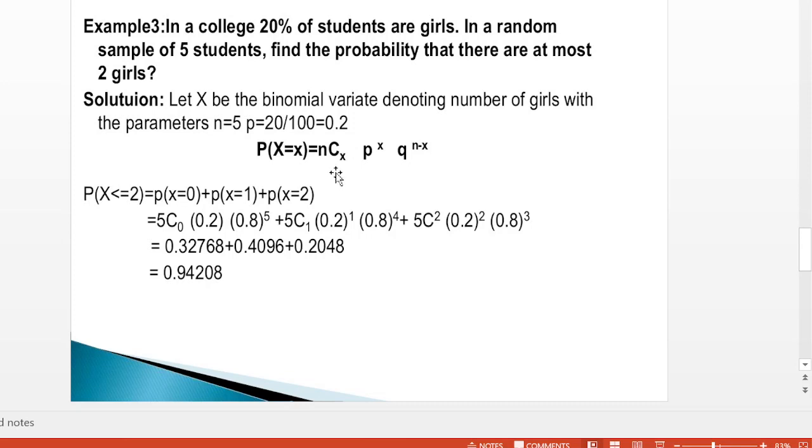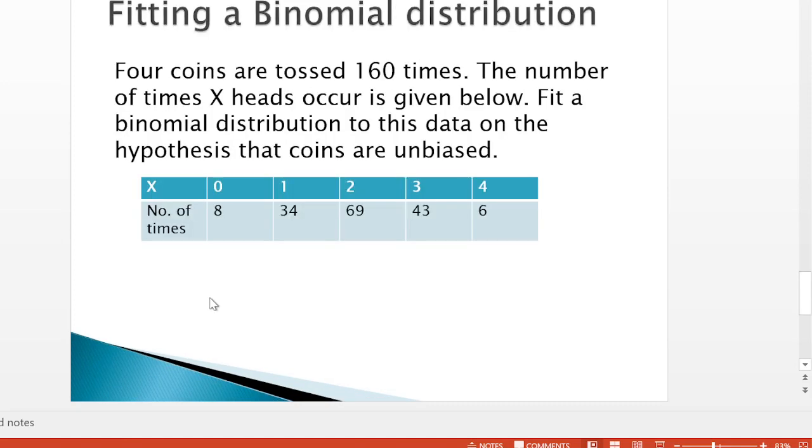For the binomial distribution, here we are using nCx p^x q^(n-x). The probability of x less than or equal to 2 is the probability of x equal to 0, plus the probability of x equal to 1, plus the probability of x equal to 2. After substituting and adding all these 3 probabilities, we get 0.94208 as the probability of at most 2 girls.